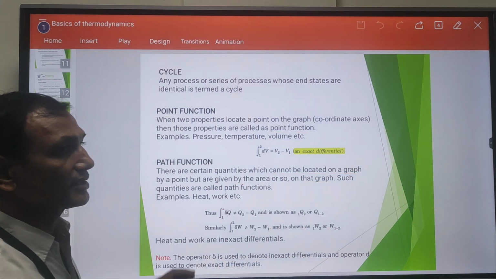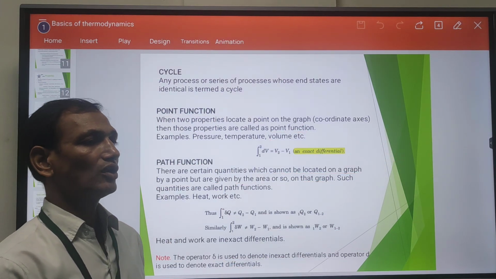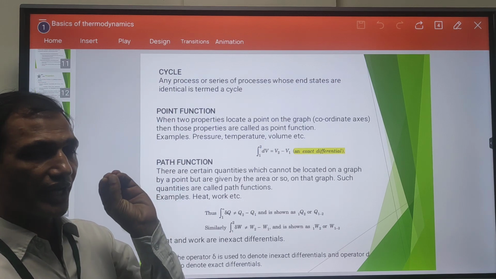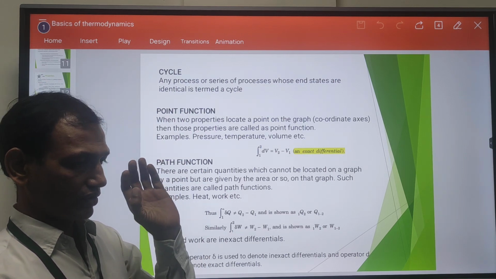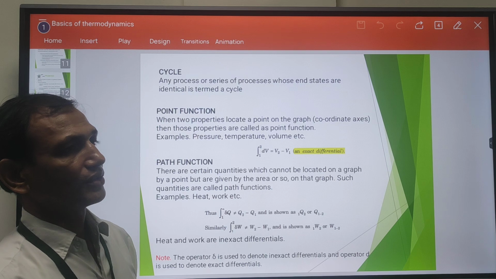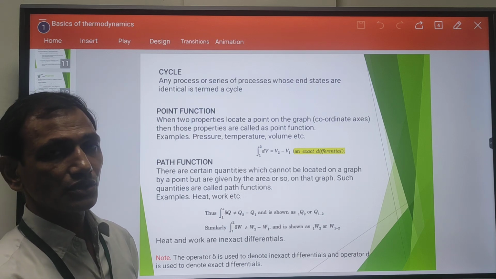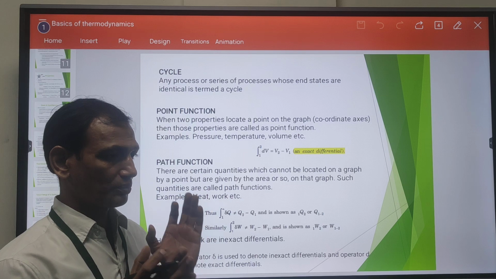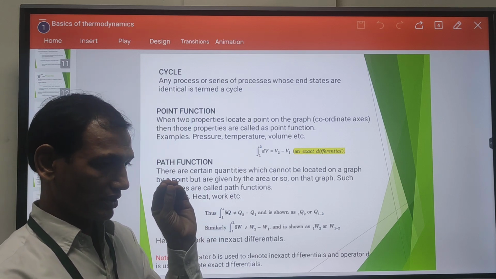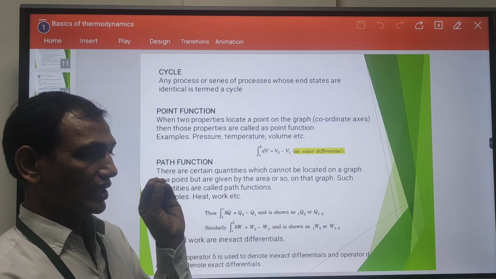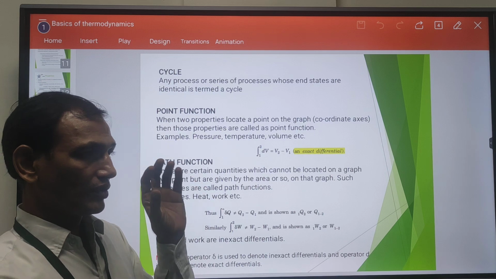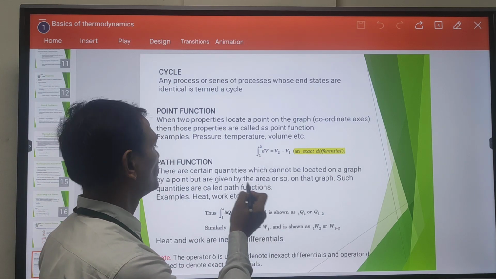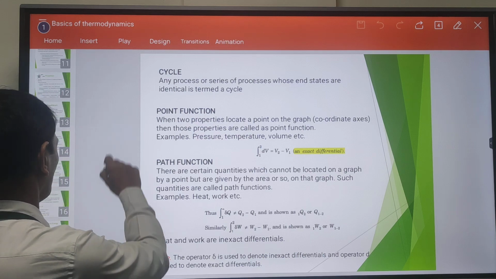So this is the point function. Point function means you can show the properties of any material on a coordinate axis basis. And if any property of a system, such as size or area, is indicated or located on the graph, it is called a path function.